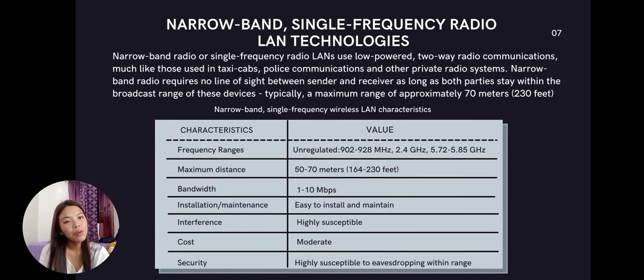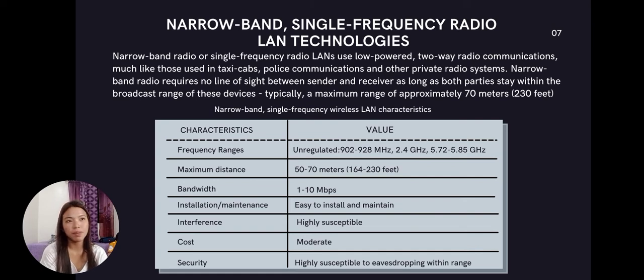Next is the narrowband single frequency radio LAN technologies. Narrowband radio or single frequency radio LANs use low-powered two-way radio communications, much like those used in taxi cabs, police communication, and other private radio systems. The receiver and transmitter must be tuned to the same specific frequency to handle incoming and outgoing data.